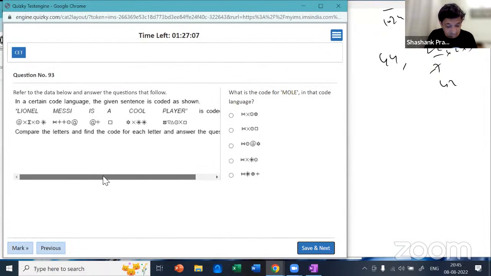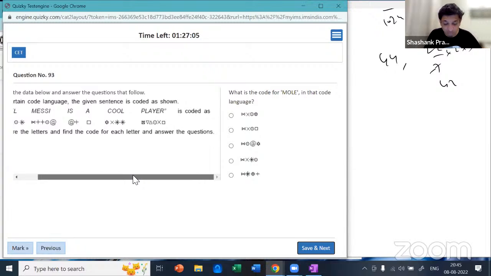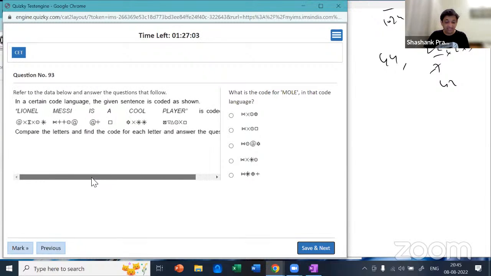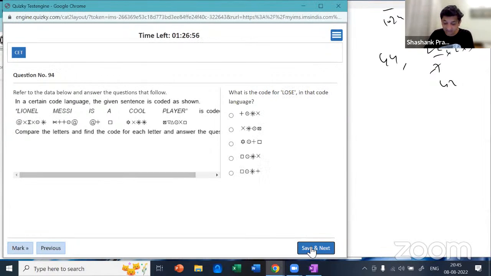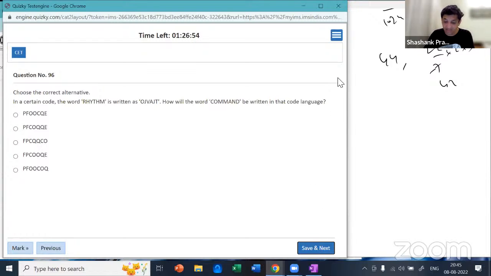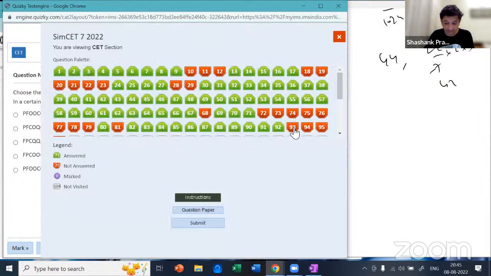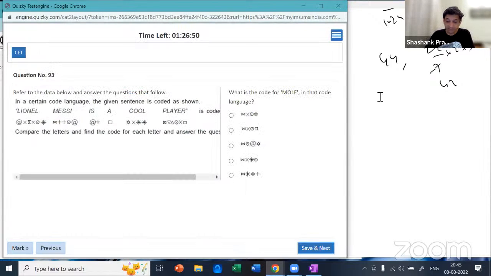Okay, Lionel Messi is a cool player. Okay, I can see that A is a square, so I need MOLE. Okay, how will I get this now? Is it a set? So 3 questions. Okay, let's see. I need MOLE.